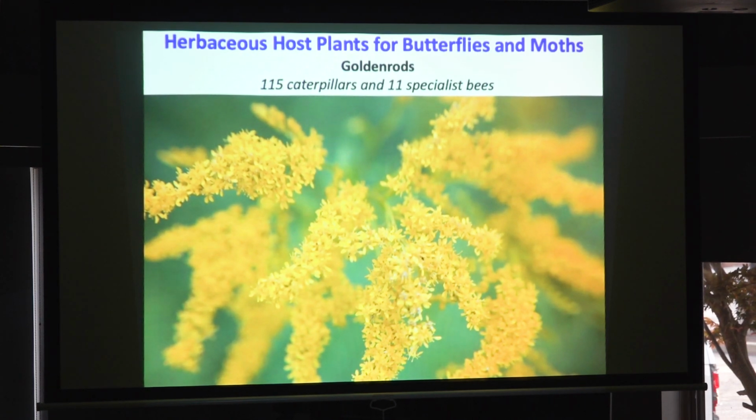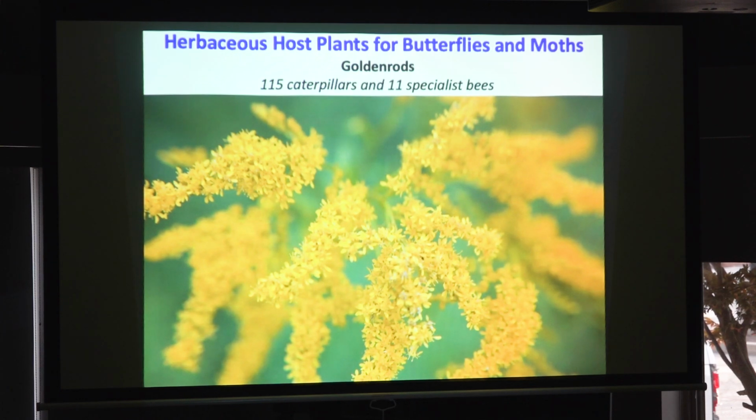It's a host plant for 203, but the number one herbaceous plant weighs in at 115, which is considerably less. However, that's a lot more than zero. And so, for caterpillars, and the fact that goldenrods attract 11 specialist bee species, makes this a really important plant, any of the goldenrods.